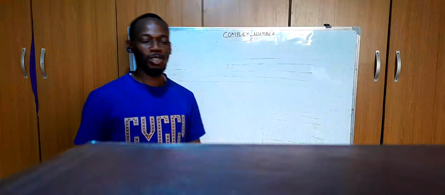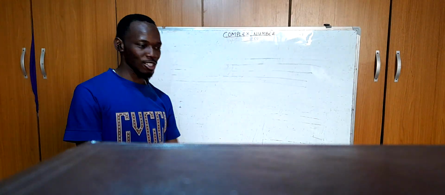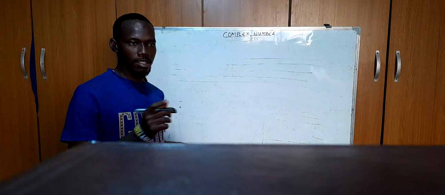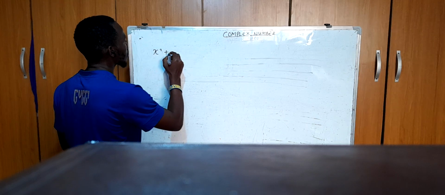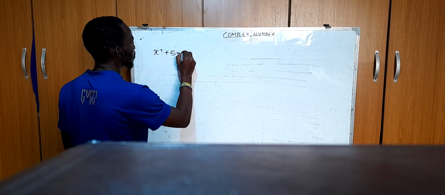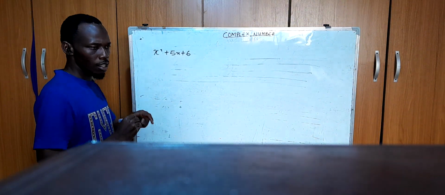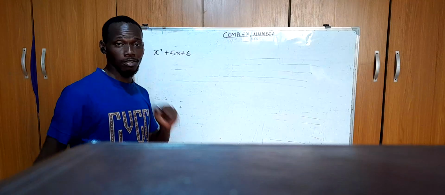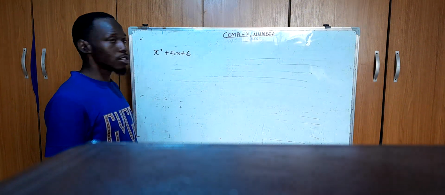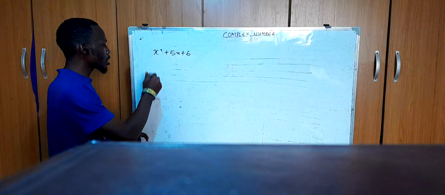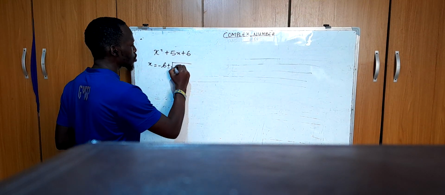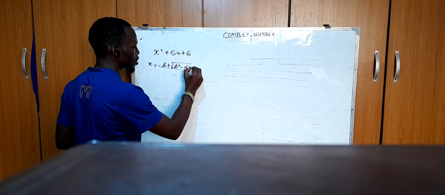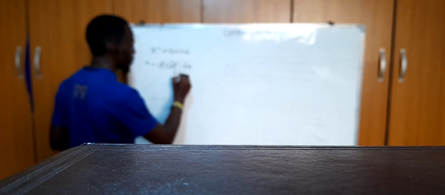Right. So we want to discuss complex numbers. All right. Let's say you're given this equation x squared plus, let's say, 5x plus 6, and you're asked to look for the roots of the equation. Let's use the formula method, which says x equals minus b plus or minus the square root of b squared minus 4ac over 2a.